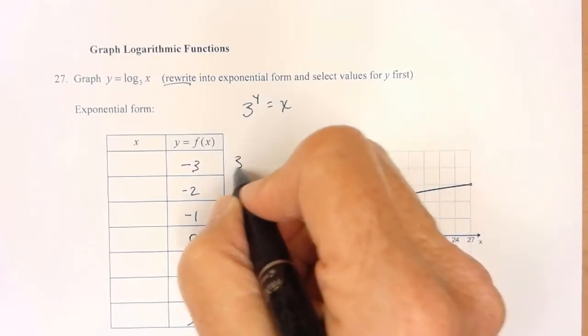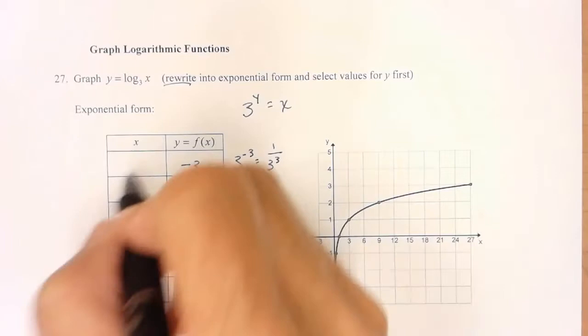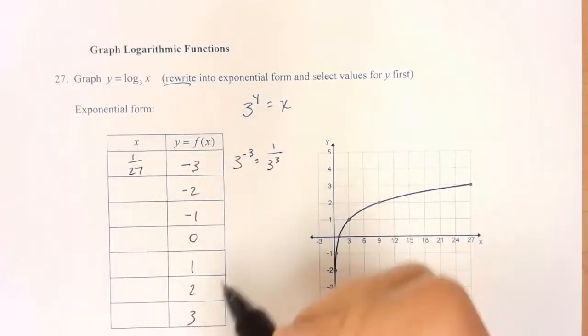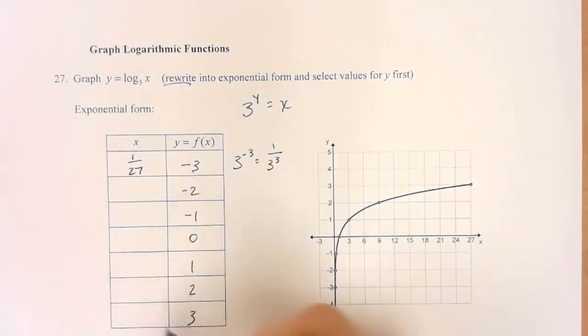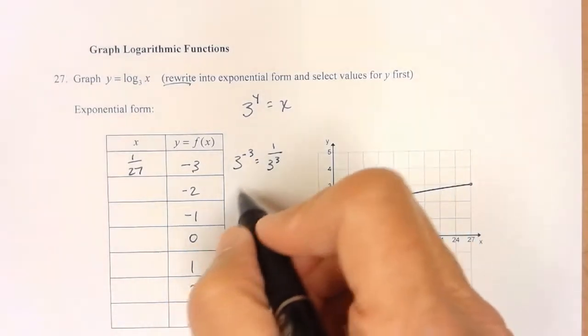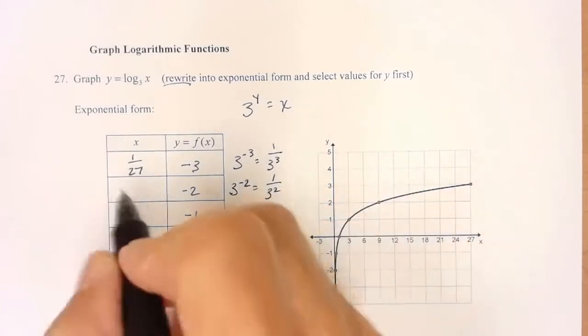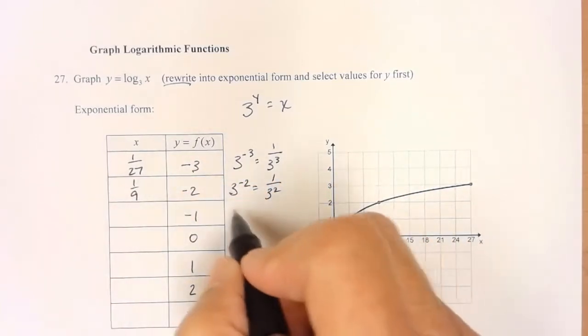Three to the negative 3 is the same thing as 1 over 3 cubed, and that would be 1 over 27. Go ahead and fill out this table. I will too. I just need you to see if you can get what I get. That would be 3 to the negative 2, so it would be 1/9.